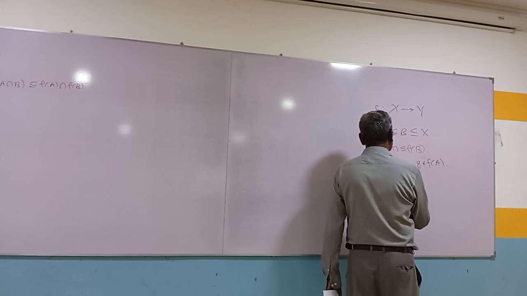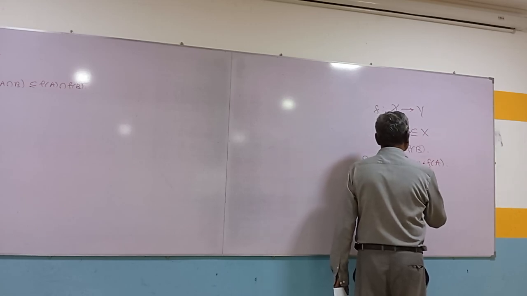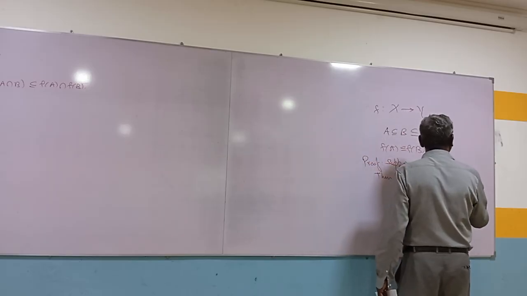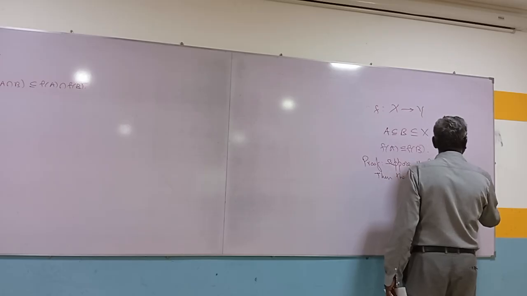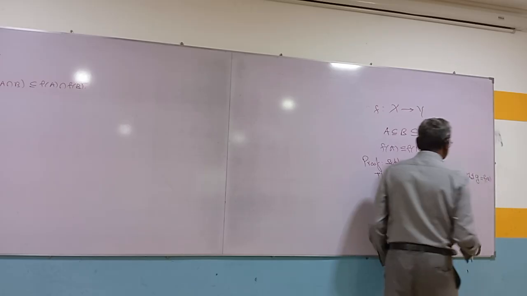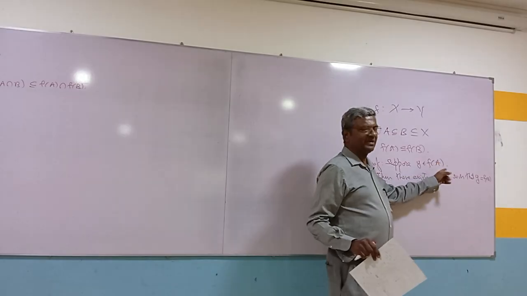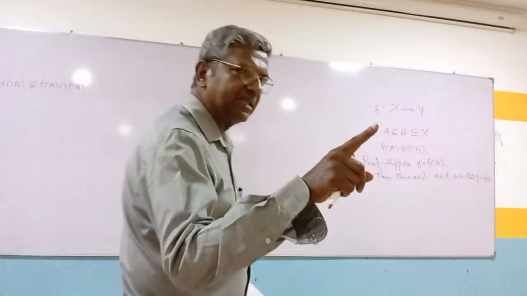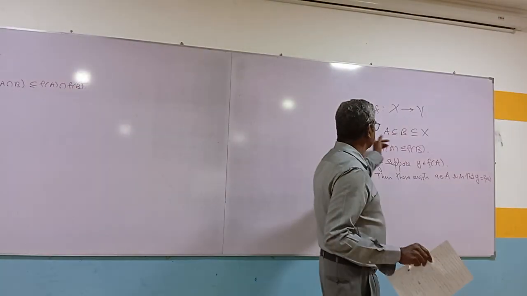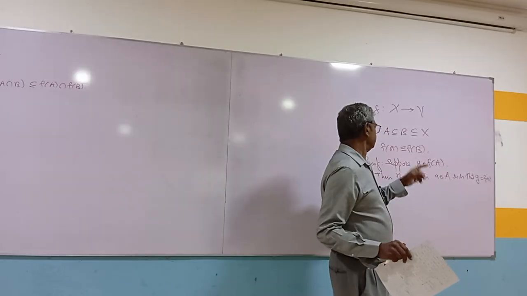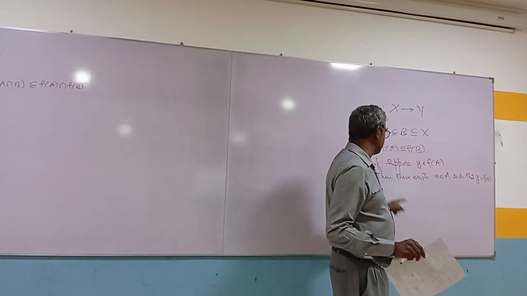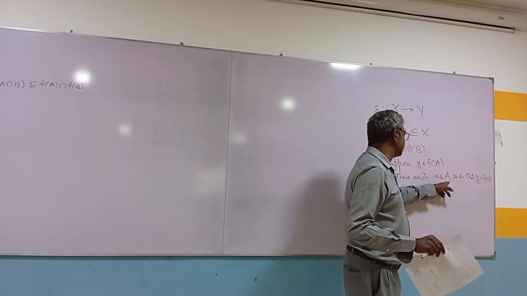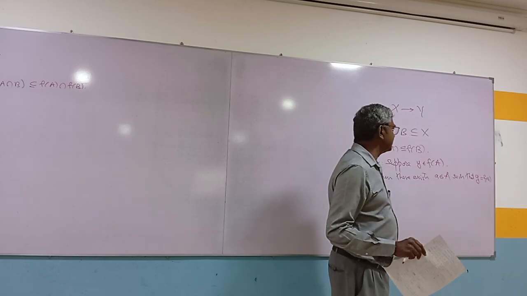Then there exists small a belonging to capital A such that y is equal to f of a. It is better to use small a for elements and capital A for sets. Now I am on the way to prove that f(A) is a subset of f(B), given A is a subset of B. I began by assuming y is in f(A). Then there is a small a in capital A such that y equals f(a).